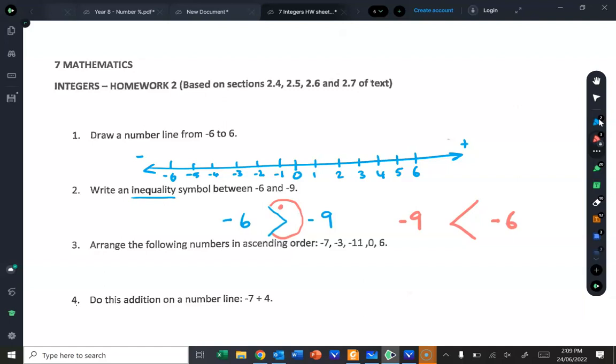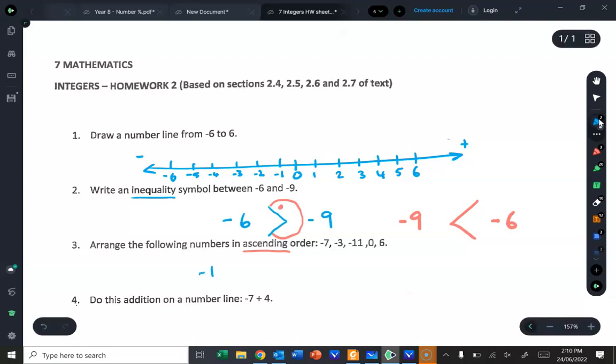If you are arranging these in ascending order, you need to think about going down to Woolworths, whether you're going up or down the escalator. If you're going up, you're ascending, and if you're going down, you're descending. So if you're writing in ascending order, you're going from the smallest number through to the biggest.